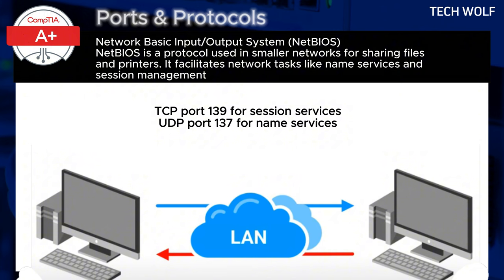Network Basic Input/Output System, or NetBIOS. NetBIOS is a protocol used in smaller networks for sharing files and printers. It facilitates network tasks like name services and session management. NetBIOS uses port 137 for name services and port 139 for session services. While useful for local networks, NetBIOS is not suited for modern large-scale internet use.